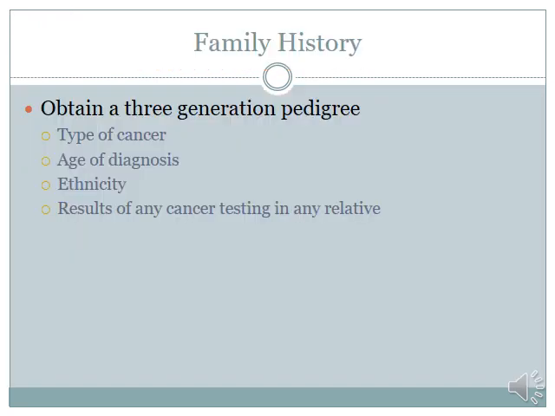When taking that 3-generation pedigree, which is a very powerful tool, you will always show the type of cancer, the age of diagnosis, the ethnicity, and the results of any cancer testing in any relative, whatever you may find out.